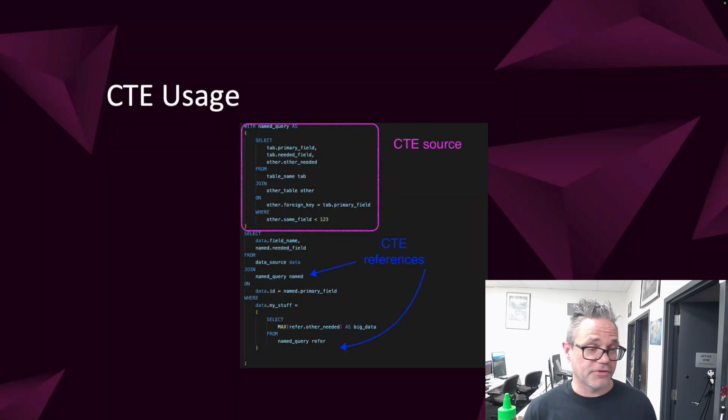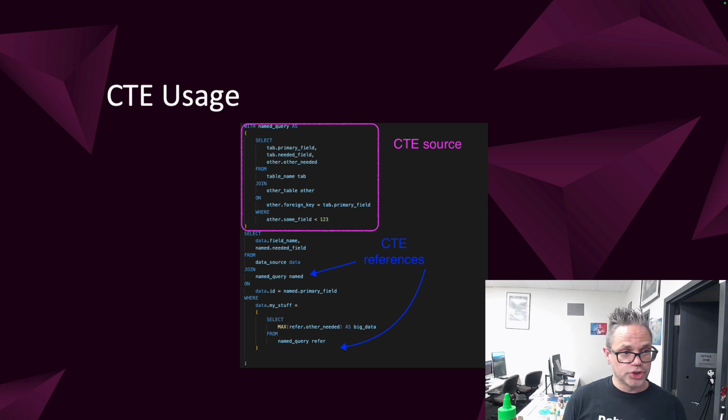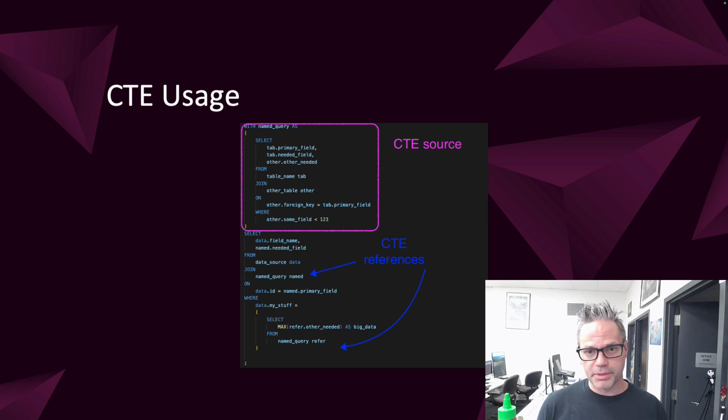So here we have an example of some CTE usage with my named query AS, and I have SELECT tab.primary_field, tab.needed_field FROM table_name tab JOIN other_table other ON other.foreign_key = tab.primary_field. For my common table expression, I have that defined right there, so I can reference that value multiple times inside one project.